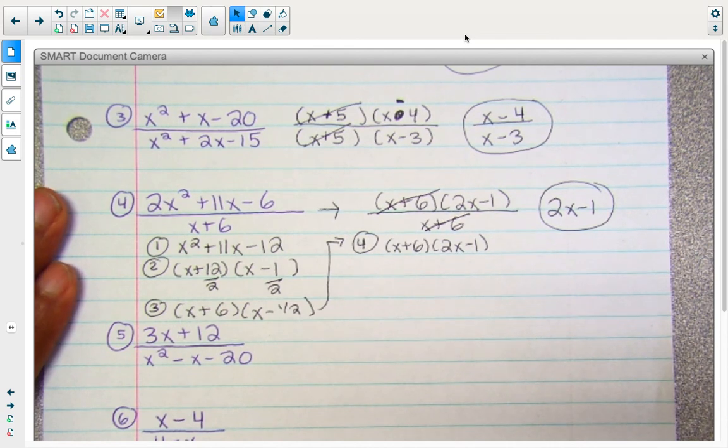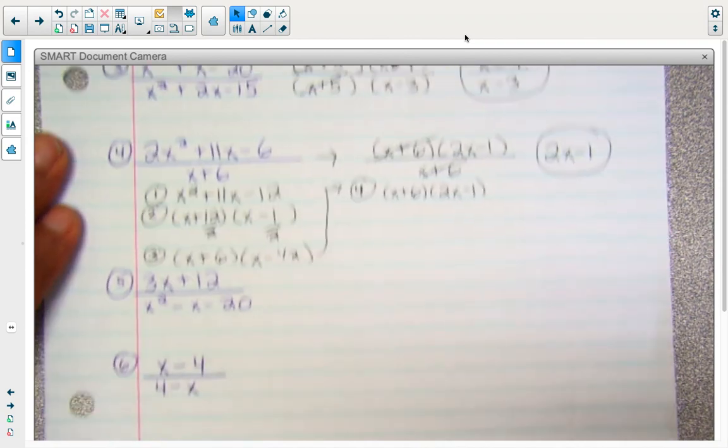Just before I forget, if you had a case where nothing canceled, that would be okay. So don't feel like just because nothing did cancel that you did something wrong. If you do factor the top and factor the bottom and nothing cancels, that's okay. Just leave your answer in factored form.